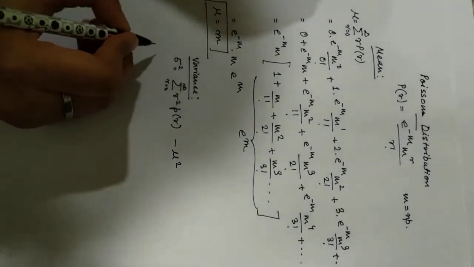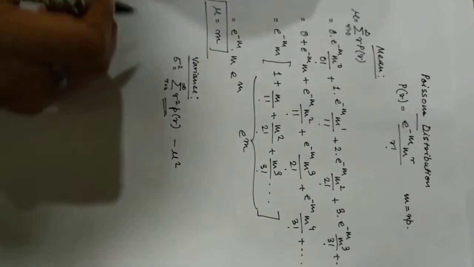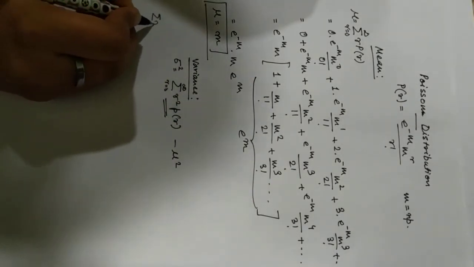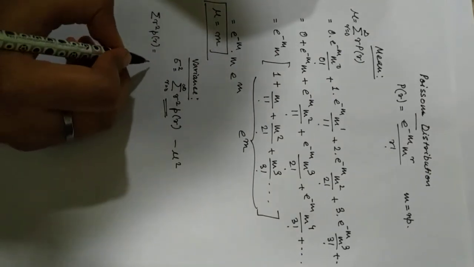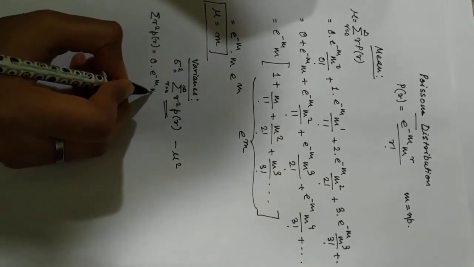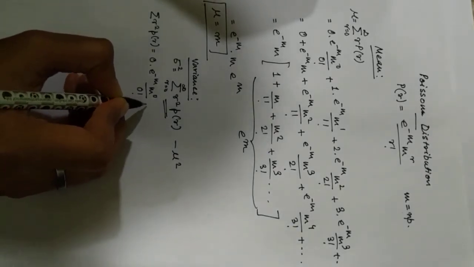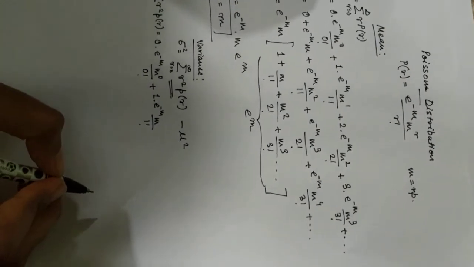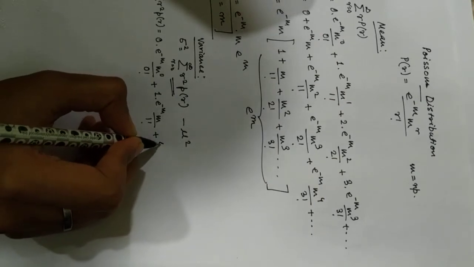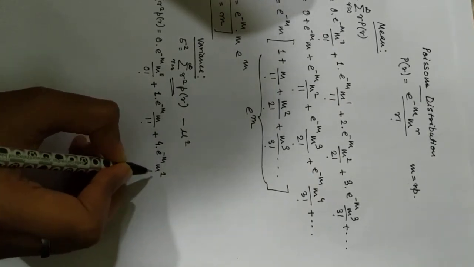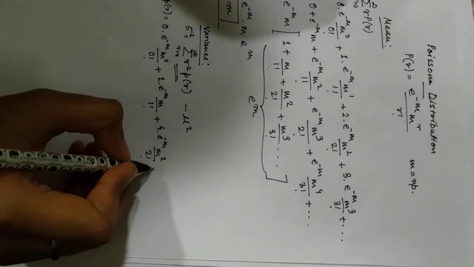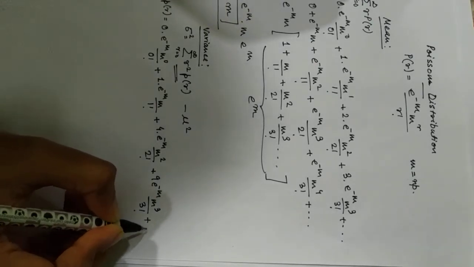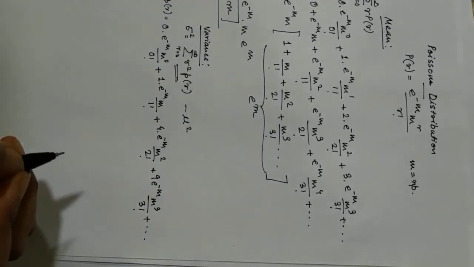So let's first try to compute this term, because we know the value of mu is m, right? So we'll just compute this term first. So summation r^2 P(r) gives me 0 times e^(-m) m^0 by factorial 0, plus 1 times e^(-m) m by factorial 1, plus 2 squared, that is 4, times e^(-m) m^2 by factorial 2, plus 9 times e^(-m) m^3 by factorial 3, plus and so on, right?